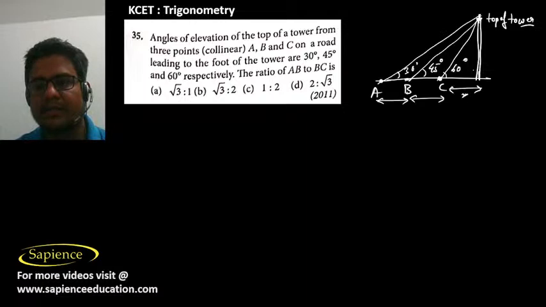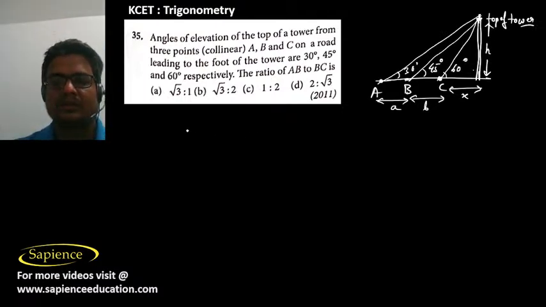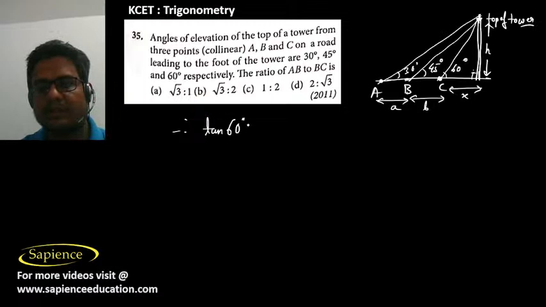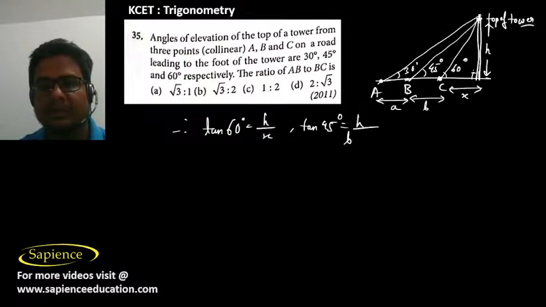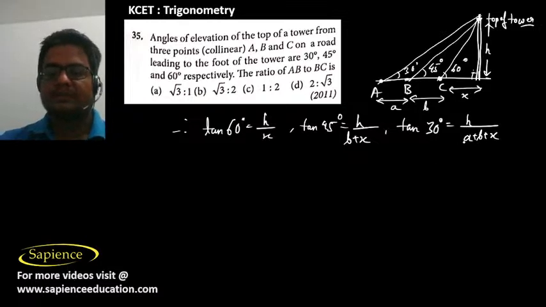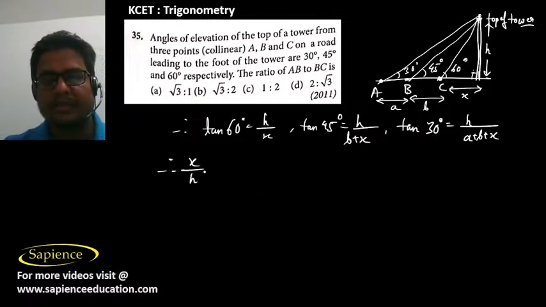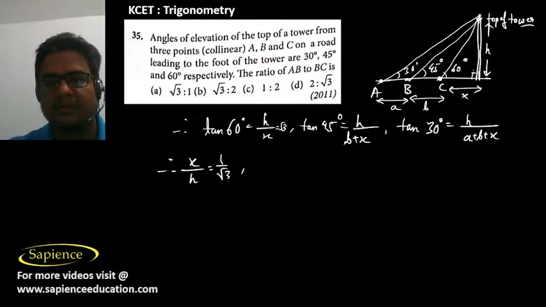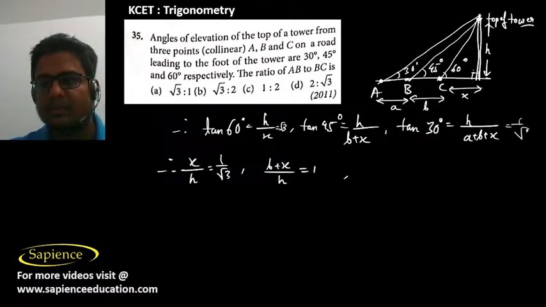Let's say this length is X, this is A, this is B, suppose, and the height of the tower is suppose H. Now this is a right angled triangle, so we can say that tan 60 is equal to H by X, tan 45 is equal to H by B plus X, and tan 30 is equal to H by A plus B plus X. Now H by X is root 3, so X by H will be 1 by root 3, and similarly B plus X by H is equal to 1, since tan 45 is 1, and A plus B plus X by H is equal to root 3.